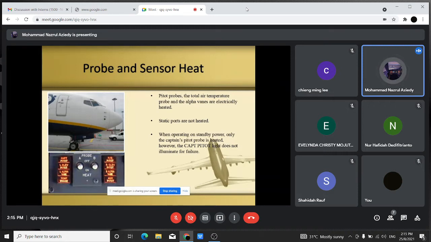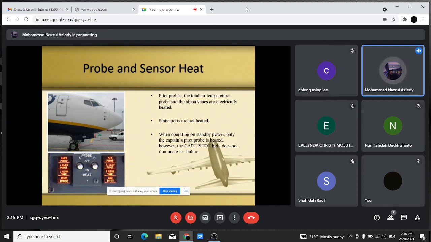So next, it is the probe and sensor heat. The pitot probe is a flow measurement device used to measure airspeed. The probes and the alpha vanes are electrically heated, but the static ports are not heated. The static ports have electrical heating elements that prevent ice accretion and water ingestion, ensuring the performance of primary flight instruments is not degraded even under the most severe atmospheric conditions. An alternate static port may be located inside the cabin of the aircraft as a backup for when the external static ports are blocked.